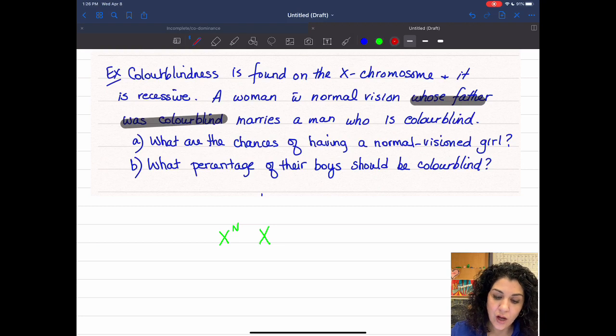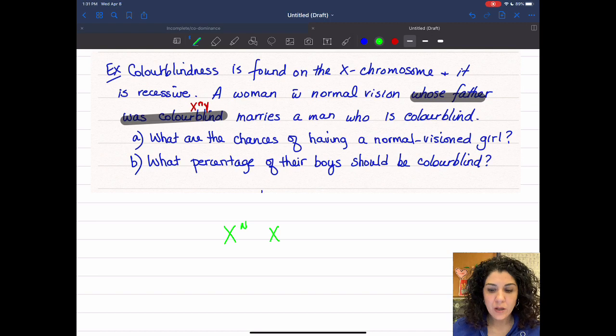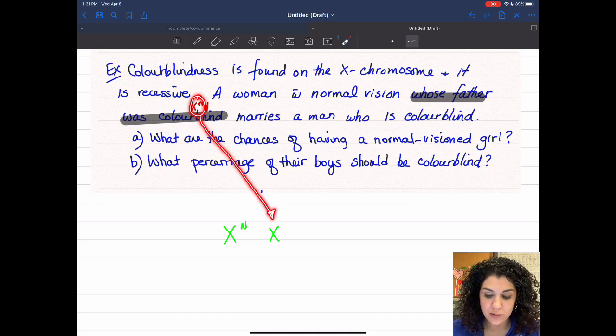So if her father was colorblind, the only thing we can have him have is the little n and the Y, okay? So he was colorblind. The only thing dad can give her, when I look at his genotype, is not a Y, because she's a girl, so she can't get the Y. The only thing dad can give her is a little n. So she got the big N from mom, and dad is giving her the little n.